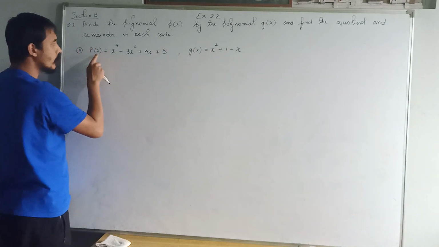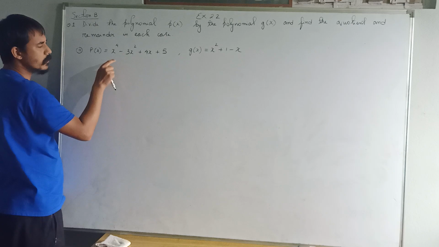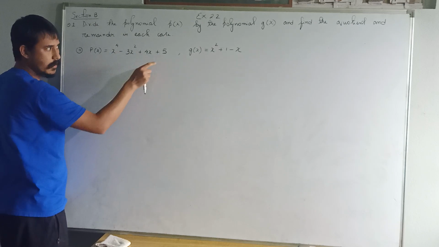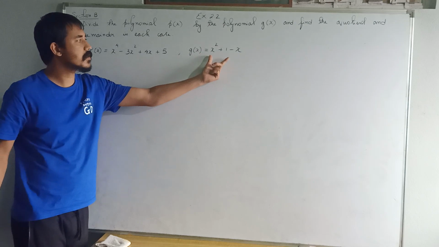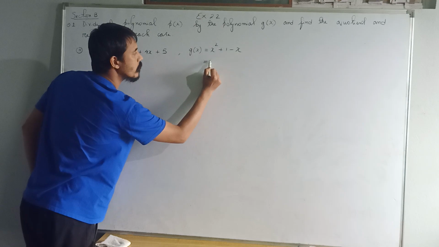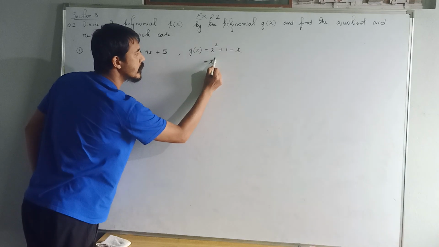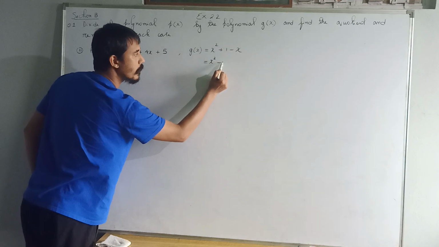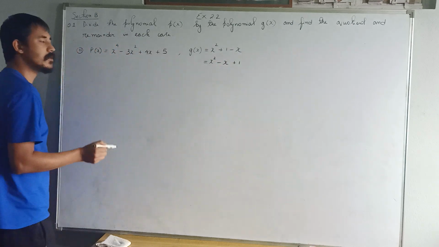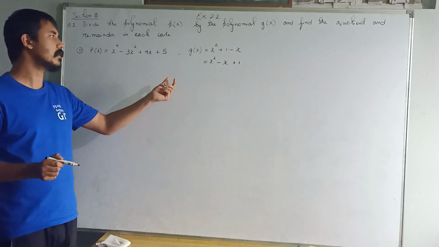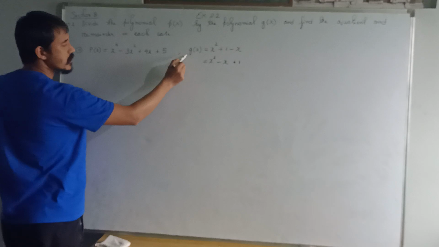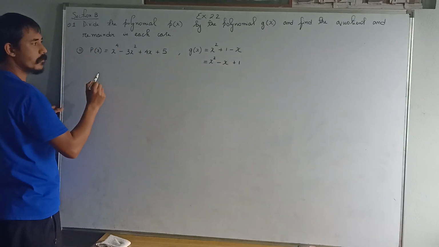Now p(x) is arranged as a polynomial. The power should always be in descending order, no? But here see g(x) is not in descending order, so we have to arrange this polynomial: x square, and then the next term should be minus x, and then plus 1. So the polynomial has to be arranged in the order of their descending power. Okay. Now since g(x) has been arranged, we are going to perform the division.